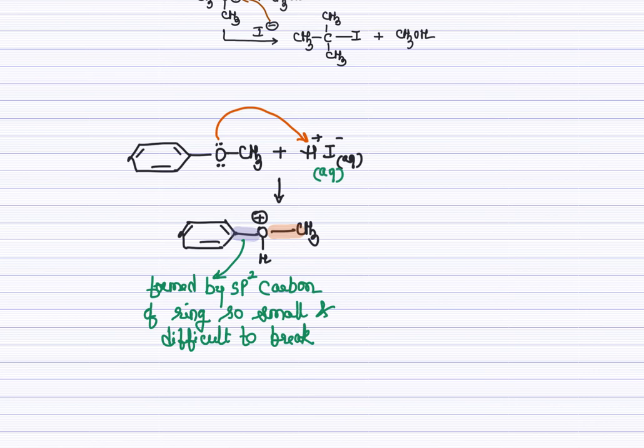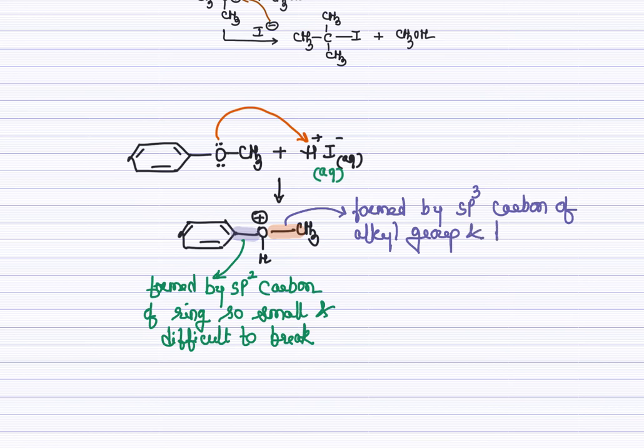Whereas this bond here is formed by the sp3 carbon of the alkyl group, and hence it breaks readily. See, a more electronegative carbon here would make this bond stronger. A less electronegative carbon here would make this bond slightly weak and so easy to break. So let us start here.